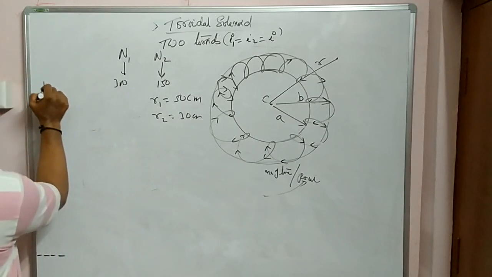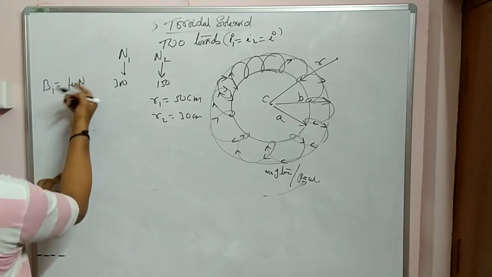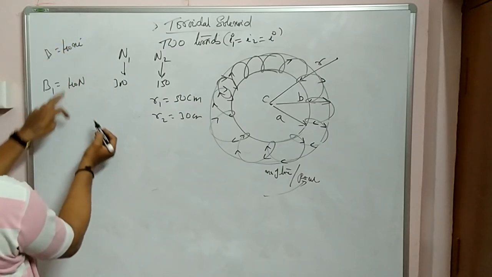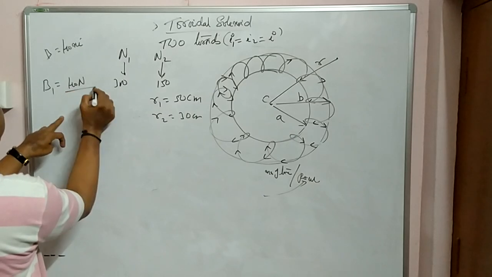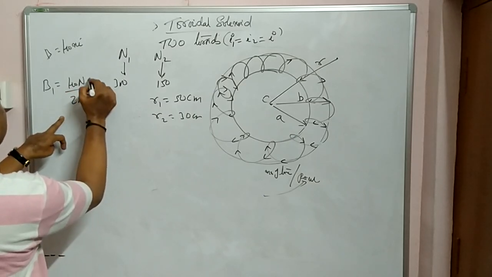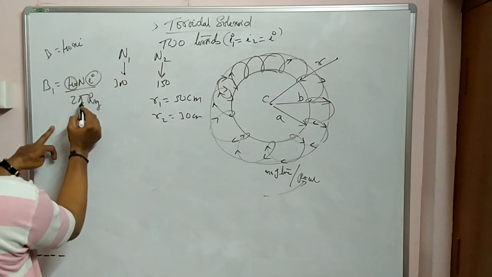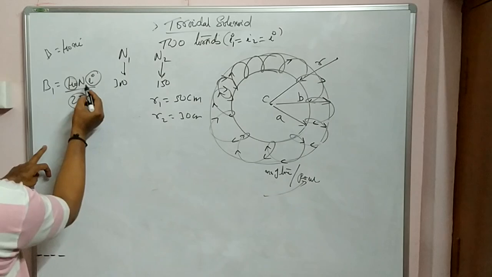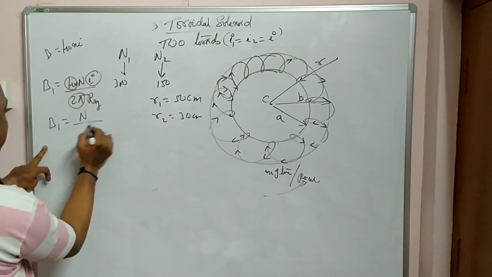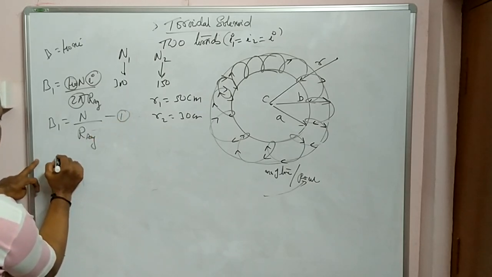So directly you can put the formula. What is the first one? B1, mu naught n i, the original formula. So this n means what? Capital N by 2 pi r, where r is the average. Here I is constant, mu is constant, 2 pi is constant. So what is left over now? B1 is equal to N1 by R average. This is equation 1.